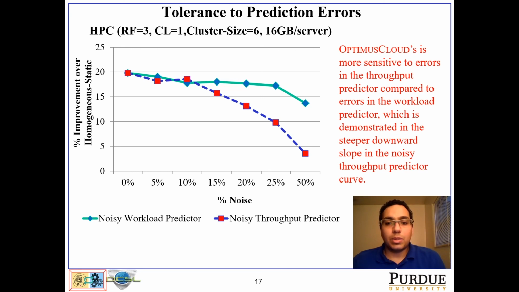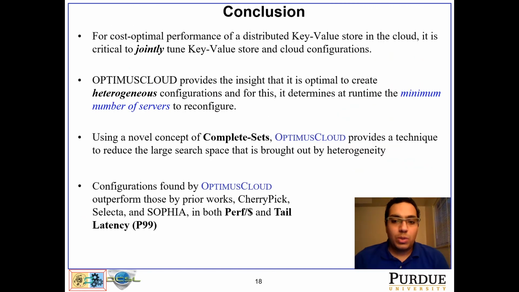To conclude our talk, we find that for cost-optimal performance of a distributed key-value store cluster in the cloud, it is critical to jointly tune both the key-value store configuration parameters along with the cloud VM configuration parameters to achieve cost-optimized performance. Optimus Cloud provides the insight that it is optimal to create heterogeneous configurations, and for this, it determines at runtime the minimum number of servers to reconfigure.